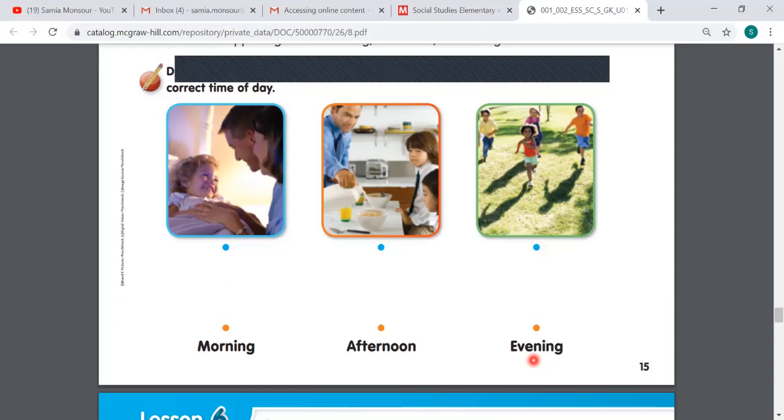So changes happen throughout the day, and changes happen throughout your life as you get older. And also the things you do as you get older change.